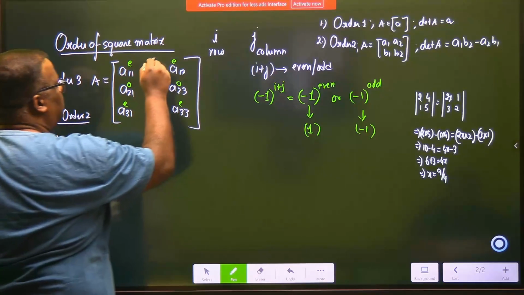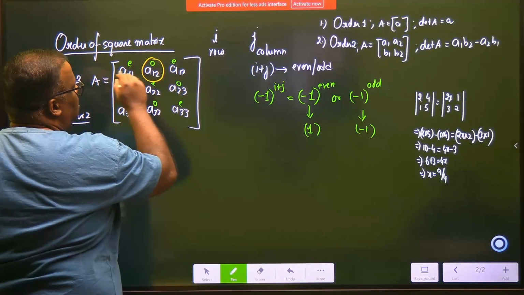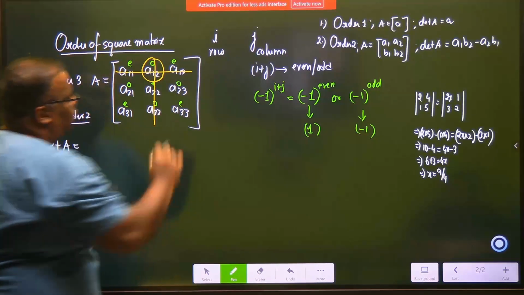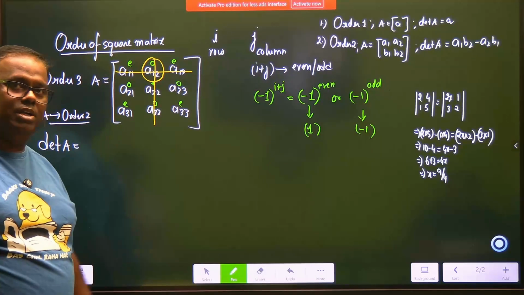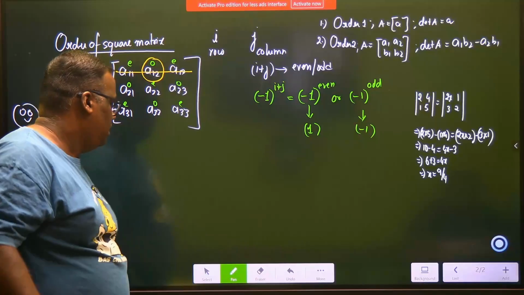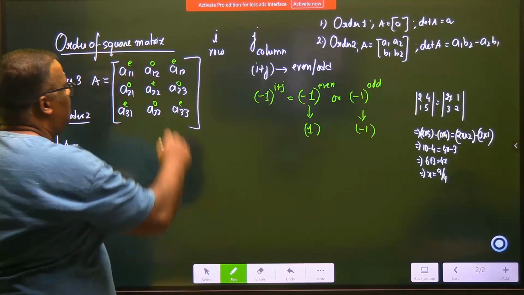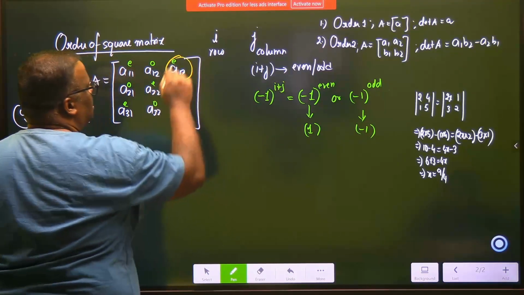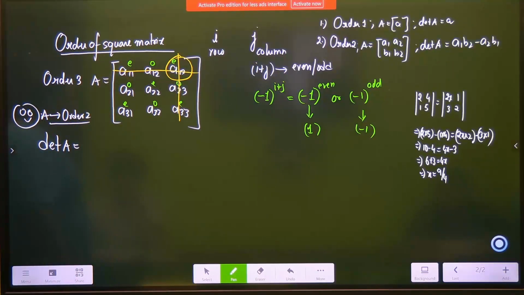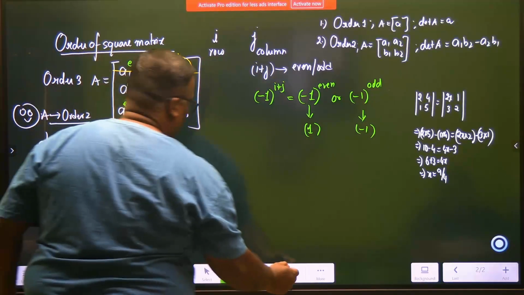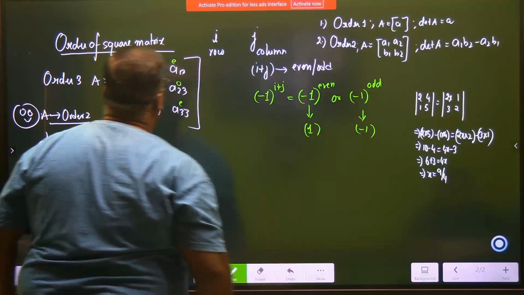If I pick up this element, this is cut off and this is cut off. Is there a square matrix? Tuck, tuck, tuck, tuck. There's a square matrix. Okay, fine. Now I think you're getting the idea. If you pick up this, this is gone, this is gone. Is there a square matrix? Yes. Okay. Nobody stops you from picking any element of your choice.